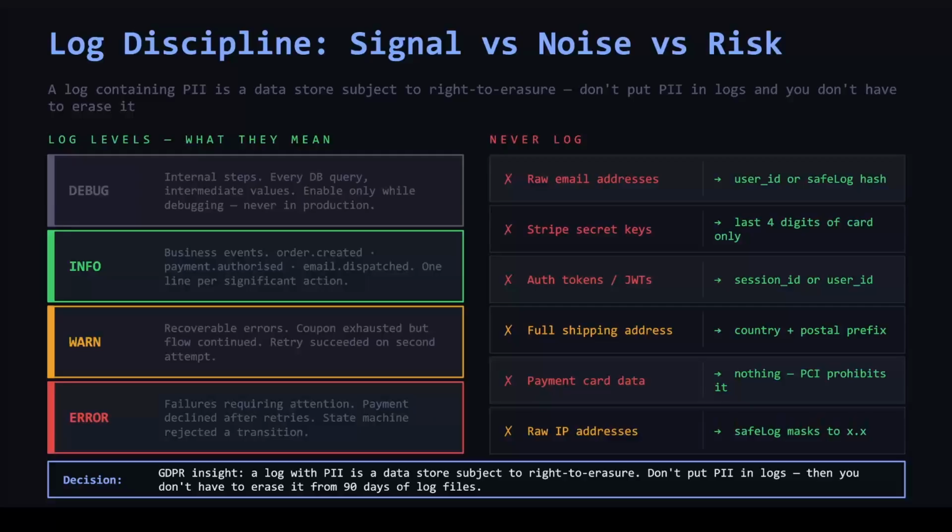Every database query, intermediate values, you enable only while actively debugging, never in production, okay? The information, the business events: order created, payment authorized, email dispatched. One line per significant action. The warning, recoverable errors. A coupon exhausted but the flow continued. Retry succeeded on the 2nd attempt. Also, failures requiring attention. Payment declined after retries. State machine rejected a transition.